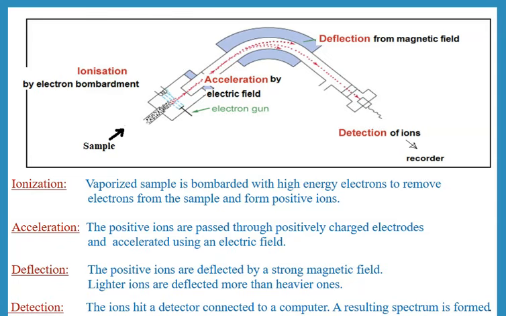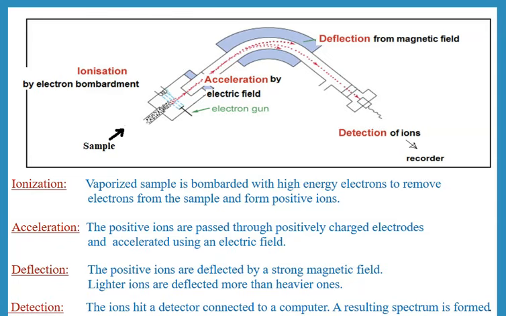Do we understand this? So, again, what's happening? We're passing the vaporized sample into the instrument. The first thing that happens is ionization. The sample is bombarded by high energy electrons. Electrons are removed from the sample and positive ions are formed. Then we pass through positive electrodes that create an electric field.